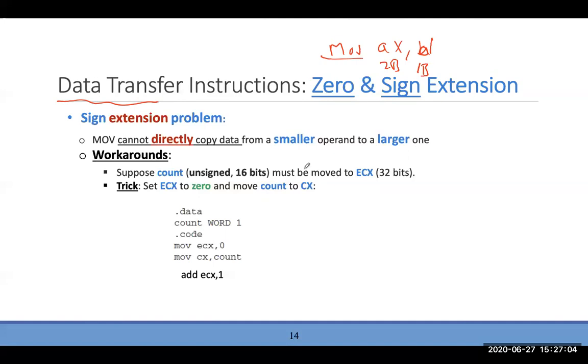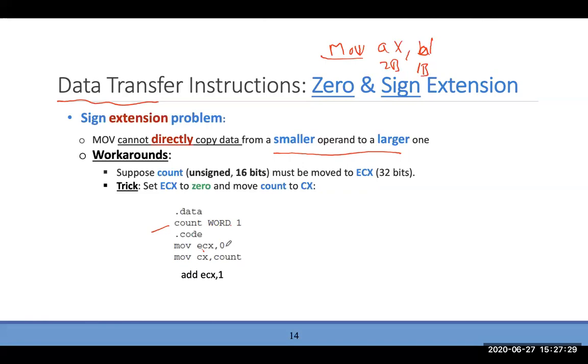But if you want to think about it, copying large to small is not possible at all. But if you want to move small to large, that's possible. But we need a different instruction. Let's look at the problem in general right here. So if you have a count, this is a word, and you want to move it to ECX, I'm sorry. So that's a mismatch.